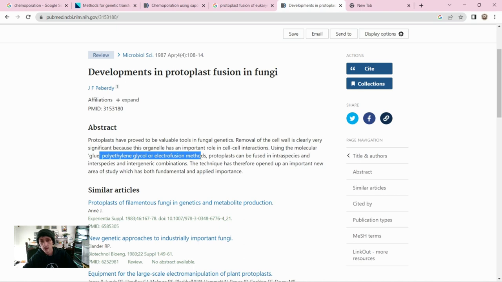Not going to get into this too much. I could do a whole video on protoplast fusion. I could do a whole video on dedikaryotization. I already have a full video on spore isolation. I may do a video on just a spore smash.